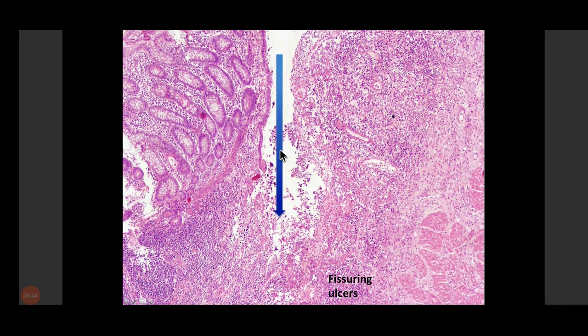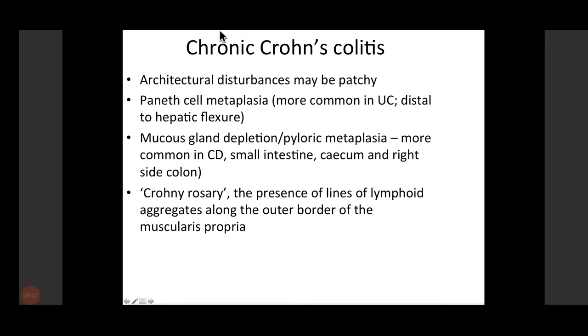And here what you can see is the presence of a deep fissuring ulcer. So this is the mucosa, muscularis mucosa, and the inflammation is extending right down through the submucosa and into the muscularis propria, which you can see here. So these deep fissuring ulcers are typical of Crohn's colitis.